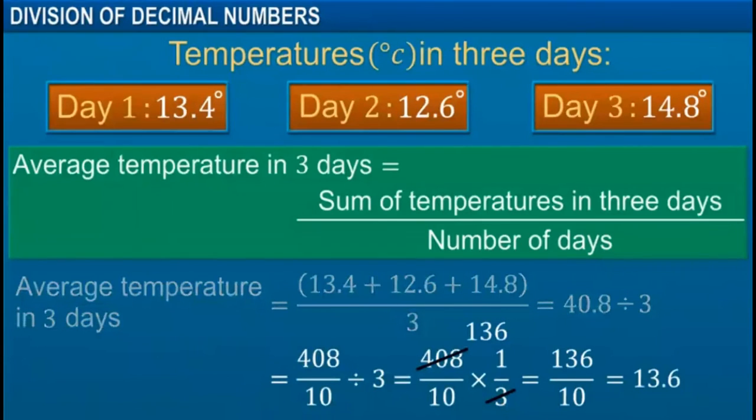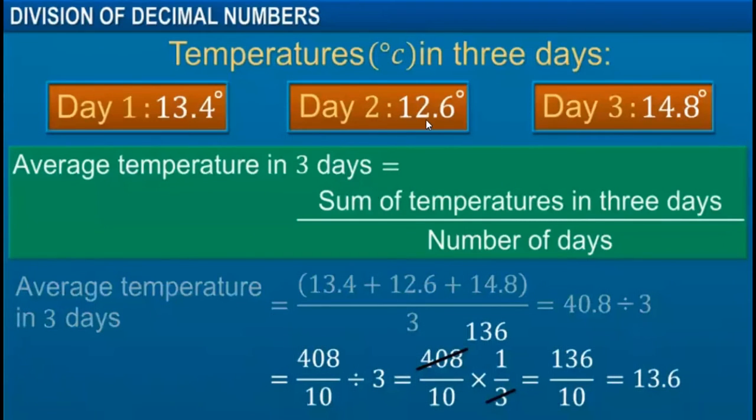So here, as an example, a question is given: the temperature in 3 days is given. The first day it is 13.4 degrees Celsius, the second day it is 12.6 degrees Celsius, and the third day it is 14.8 degrees Celsius. Now we have to find the average temperature of 3 days. Average temperature means first you have to add all the temperatures.